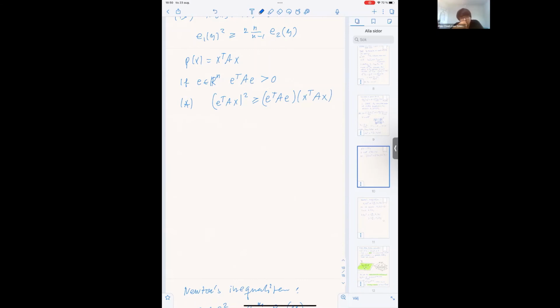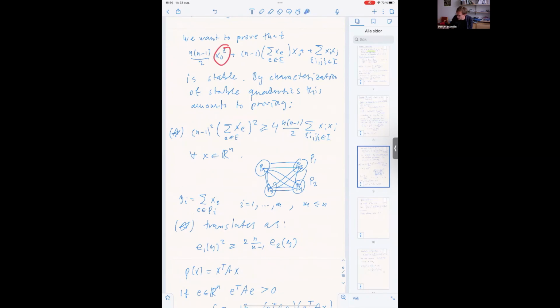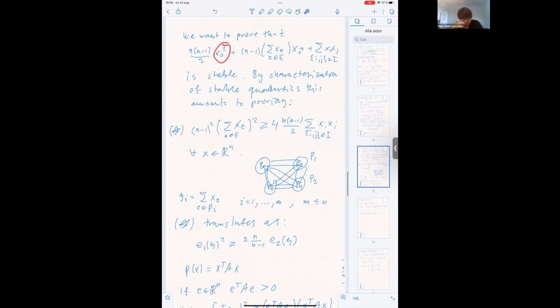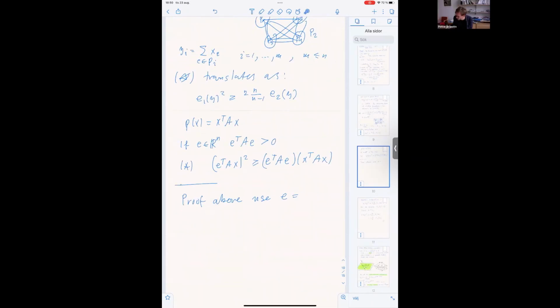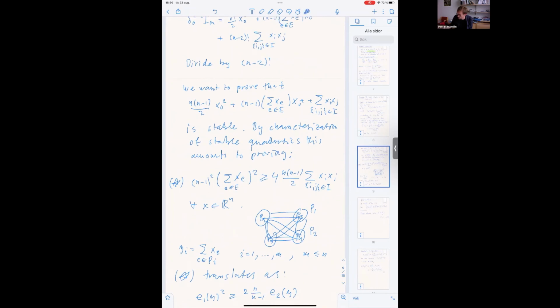Yep. And in the proof above, one then uses e to be this coordinate vector in the direction of x0, so this is just the vector 1, 0, ..., 0. Because then what you get is exactly this discriminant here between these. Okay, so I was a bit quick there.